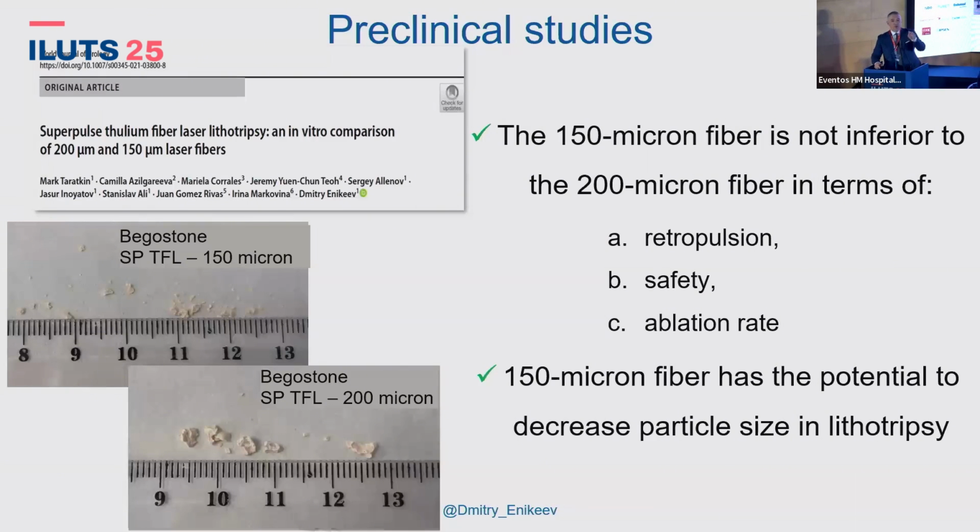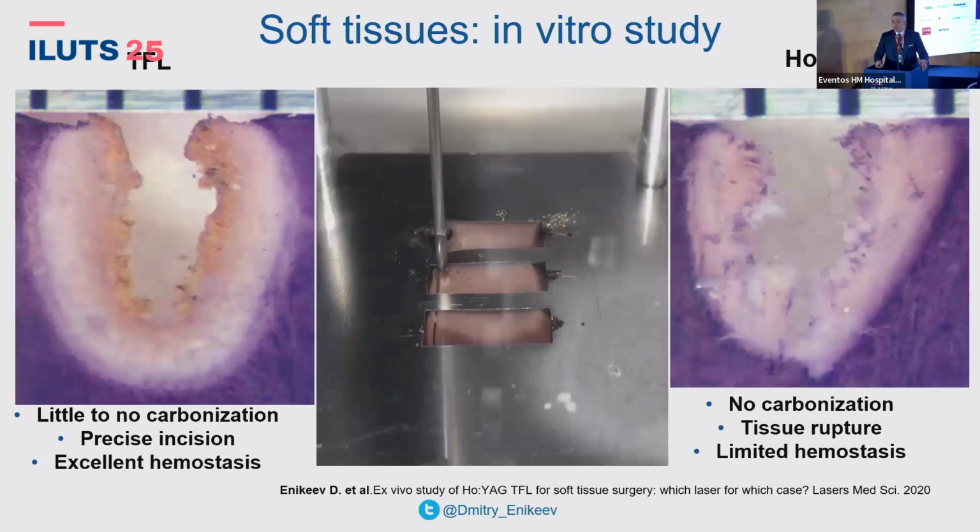With thulium fiber, due to its technology, you can get the fiber up to 70 micron. And in the era when endoscopes are becoming smaller and smaller, we need fibers that would fit them. And thulium fiber gives us this option. Now we found that 150, for the efficacy, it's the same, but it has potential to decrease particle size in lithotripsy, and how important this is in the dusting era we know, and we all perform this surgery.